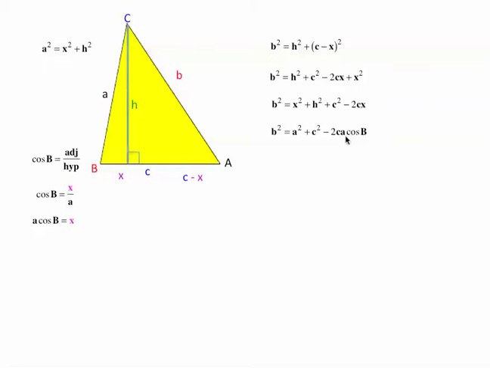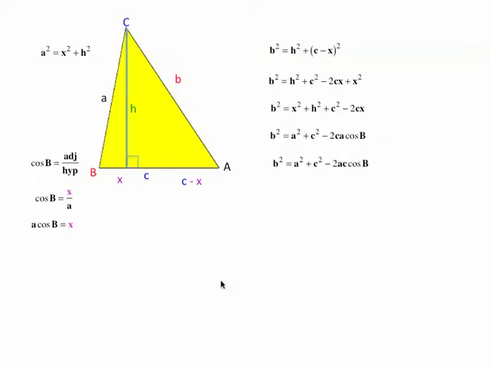Now I'm just going to reorganize this. I'm just going to put the a before the c, like that. So we have b squared is equal to a squared plus c squared minus 2ac cosine of b. Alright, so far we have the cosine law in terms of a, and then we have it in terms of b. Now we want to get it in terms of c.